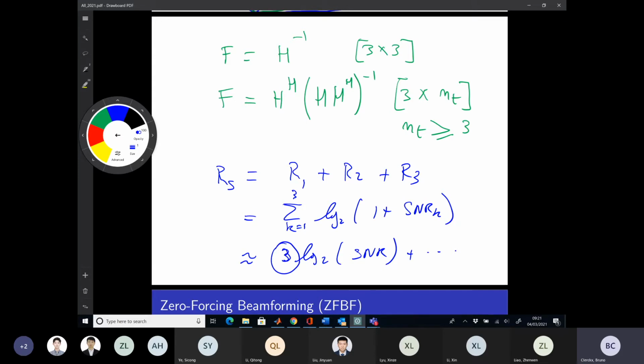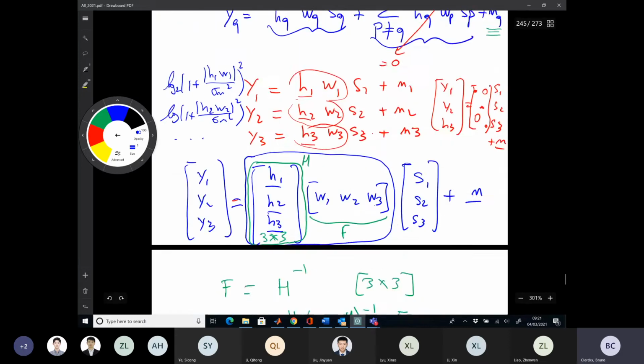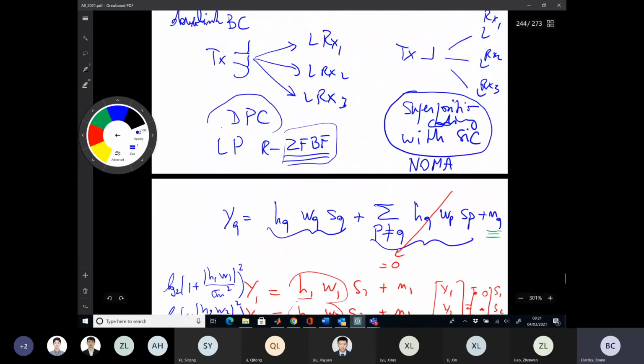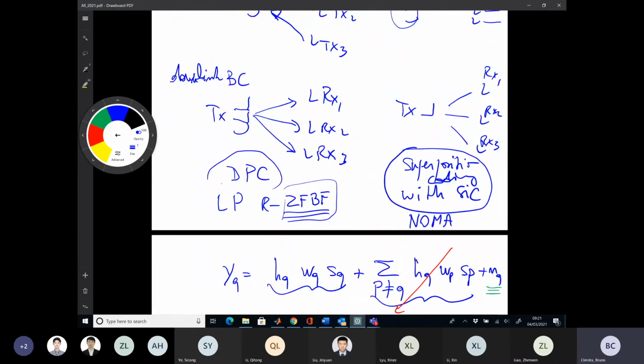So this is where the multi-user MIMO or zero forcing beamforming is very helpful. If you had scheduled only 1 user in this system, doing single user transmission, you would have scheduled user 1 or user 2 or user 3, 1 user at a time. For instance, I schedule user 1 at time 1, user 2 at time 2, user 3 at time 3. But you could actually do better than that. By leveraging the multiple antennas at the transmitter, you're able to transmit to multiple users at the same time on the same frequency band.